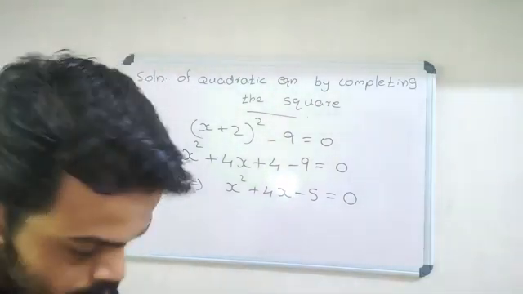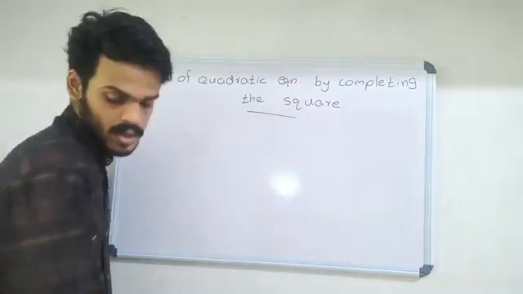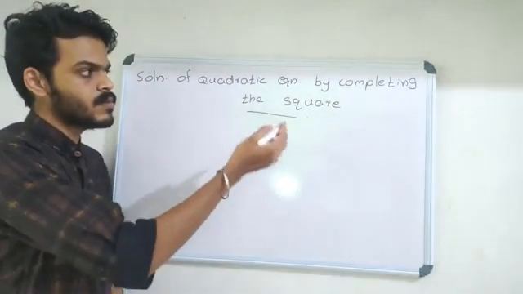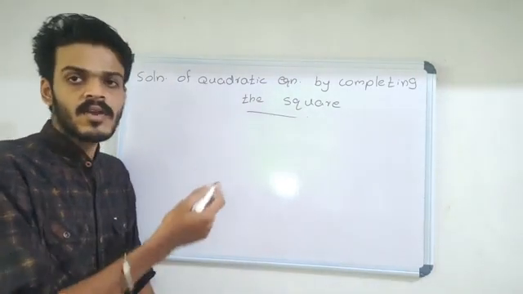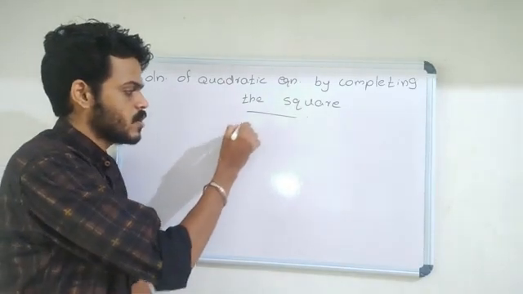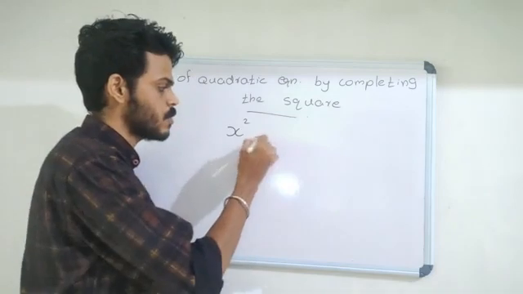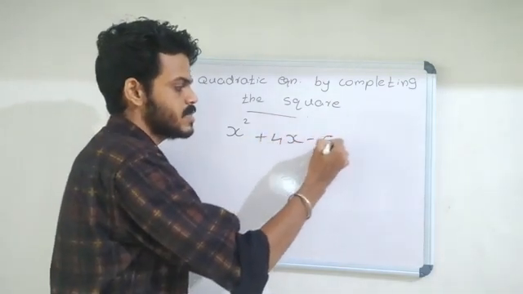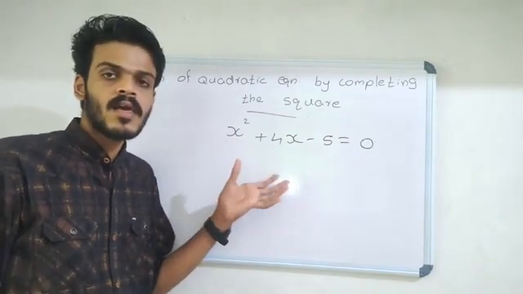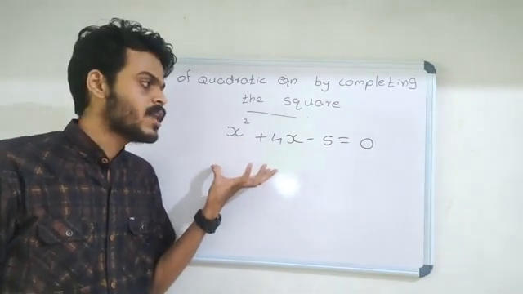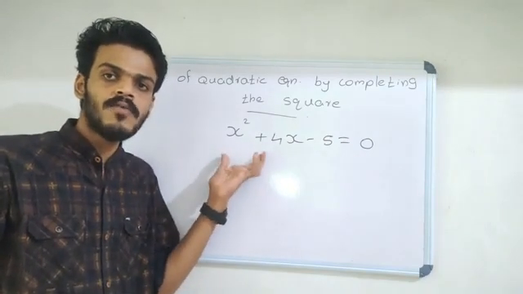So if I am asking you to solve a quadratic equation by completing the square, we can do the same example, that is x square plus 4x minus 5 is equal to 0. We have done the same question now, and we got the value of x also. Now I am asking you how we can do this by the completing the square method.